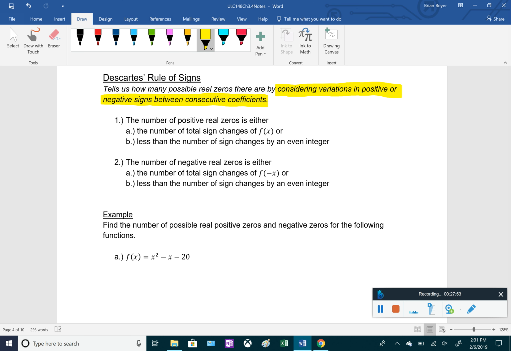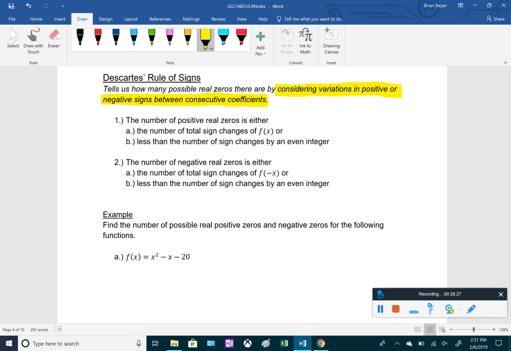So we're going to be doing two things here. We're going to be finding the number of possible positive x-intercepts and the number of possible negative x-intercepts. They're going to be really similar ways that we do it, except just a little bit different. So for the number of positive real zeros, we're just going to take f of x and count the number of sign changes between consecutive coefficients. It's either going to be that number or less than that number by an even integer.